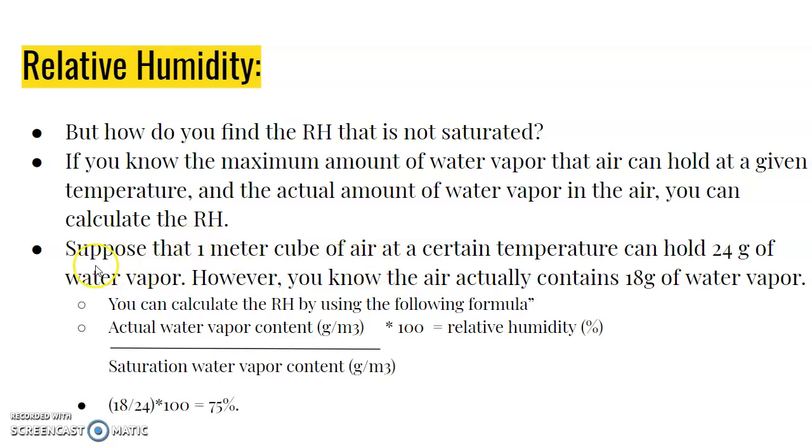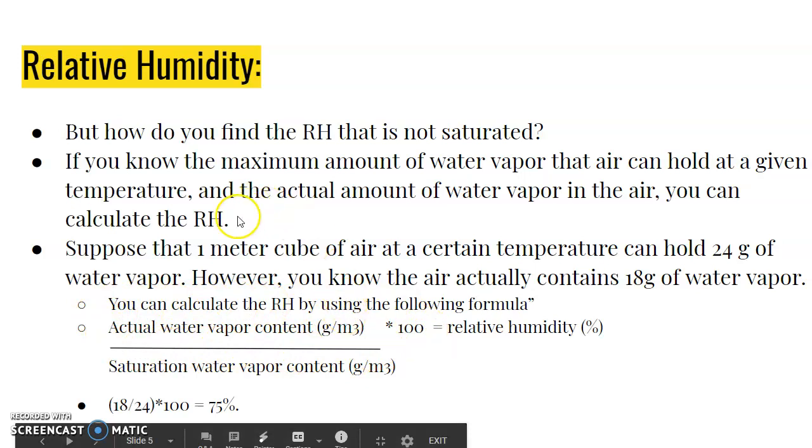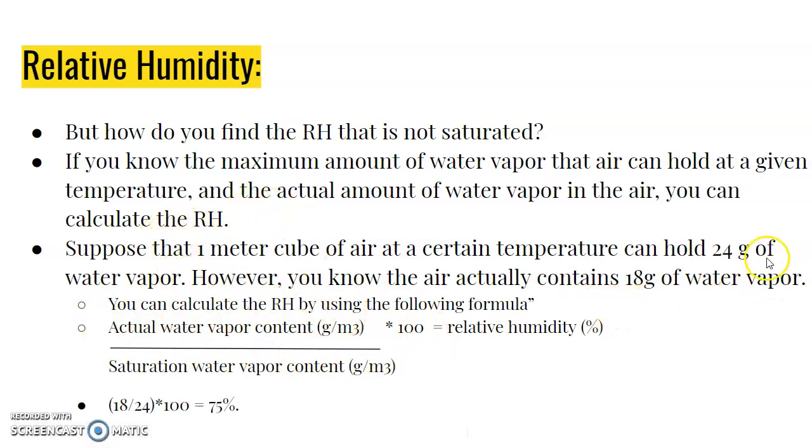Now, let's look at an example here. Suppose that 1 meter cube of air at a certain temperature can hold 24 grams of water vapor. All right? So this is how much it can hold at a certain temperature. However, we know that the actual air, in reality, only contains about 18 grams of water vapor. Now, this would go here. It is the actual water vapor content. We know that right now it only contains 18 grams. And we also know that it can hold up to 24 grams.